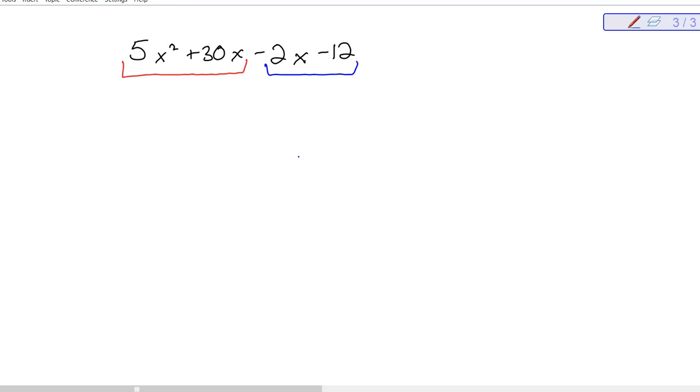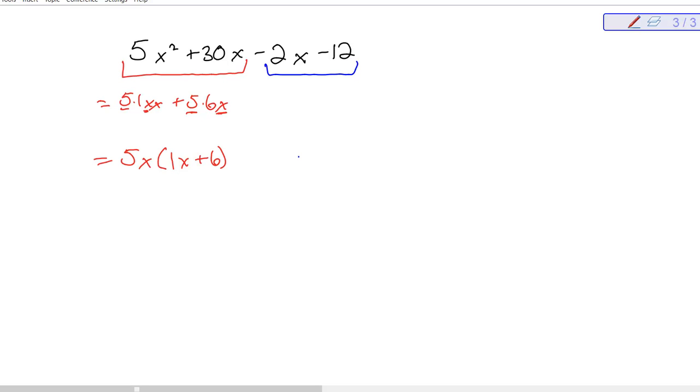So in my first set of terms, the 5x squared and the 30x, I try to say, okay, what number can I put in there? And I can divide both of those numbers by a 5. So I'm going to rewrite that as 5 times 1, x and x, plus a 5 times 6, and an x. Okay? So that means I'm going to take out a 5, and there's also an x in both of them. And then I'm going to put my leftovers of 1x plus a 6.